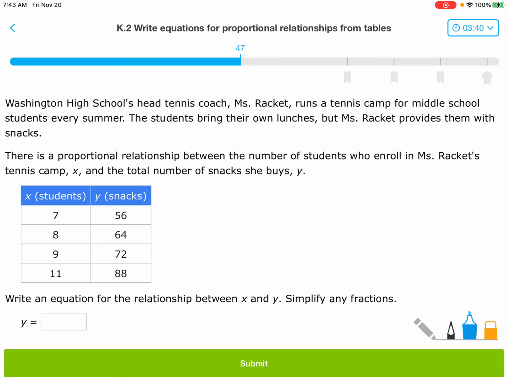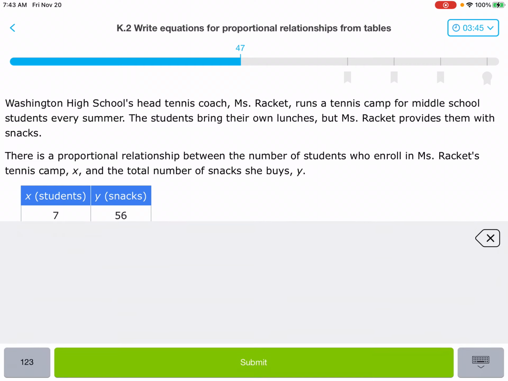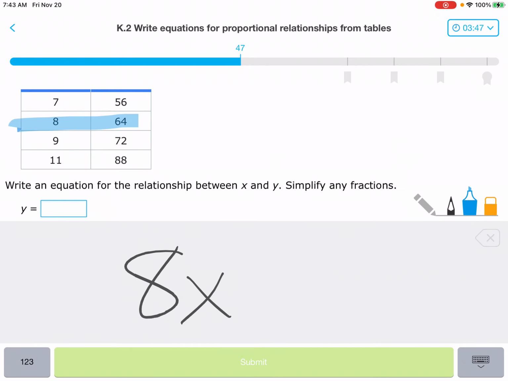Okay, and this one will give you a whole number. It just gives you a bigger number. So if we take 64 and divide it by 8, we get 8. So our equation would be y equals 8x.